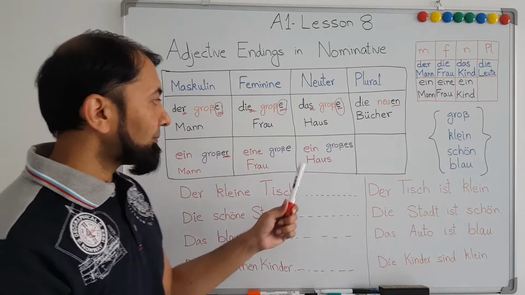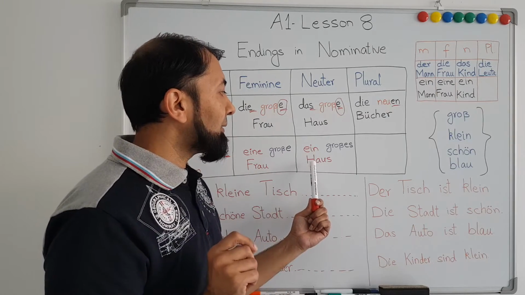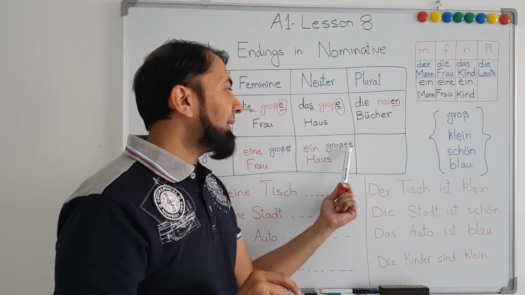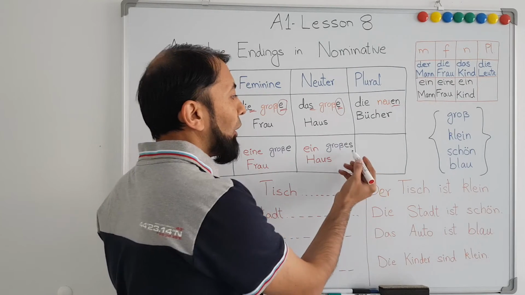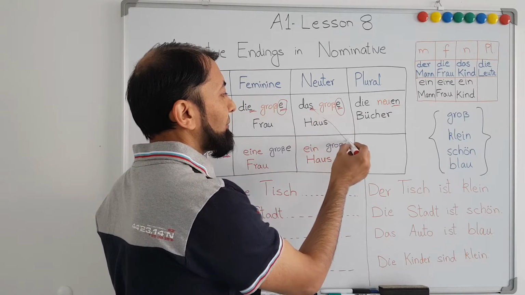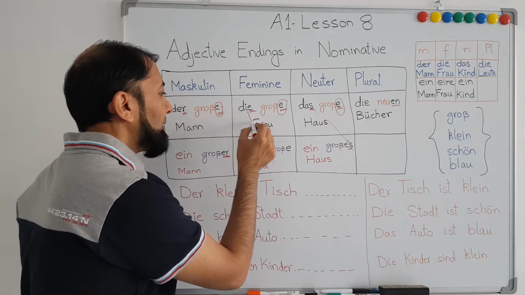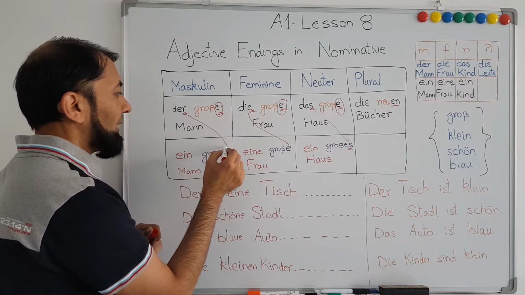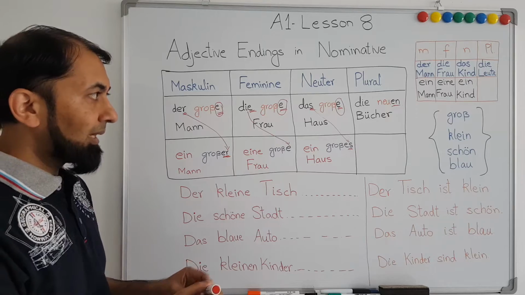Frau. And if the noun is neuter, then we will add s at the end of the adjective, because this s will shift to here, this e will shift to here, this l will shift to here.